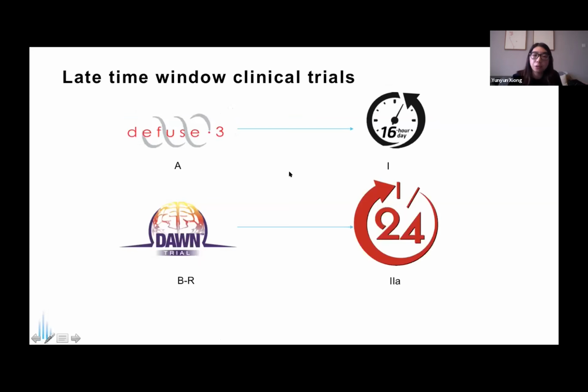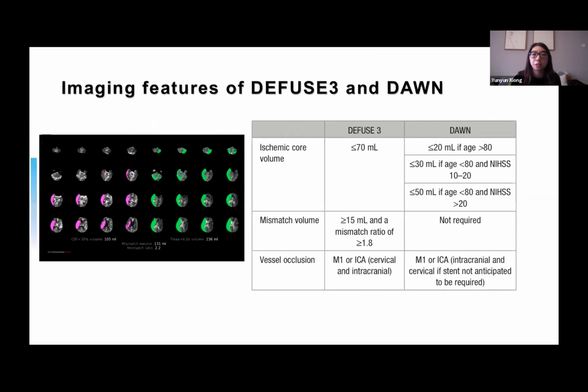Based on an automated software, which we call the RAPID software, approved by the FDA in the US, the DEFUSE-3 trial extended the time window from the 6 hours in the guidelines to 16 hours, and the DAWN trial extended the time window to 24 hours. Now for acute stroke patients due to large artery occlusion, the standard treatment time window for thrombectomy is 24 hours if they fulfill the requirements of the clinical trials.